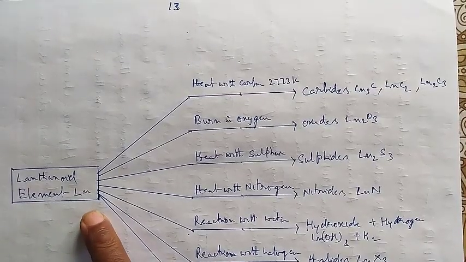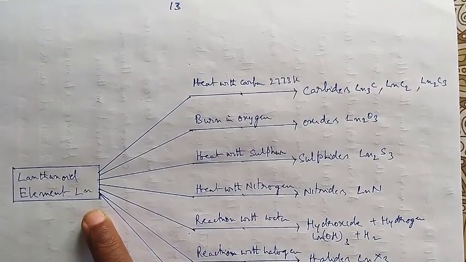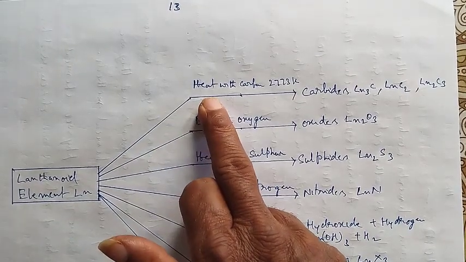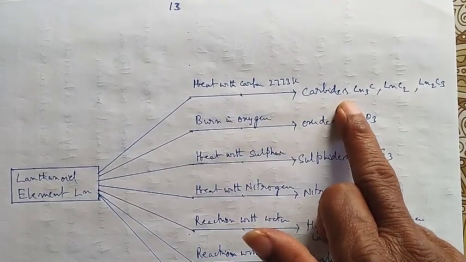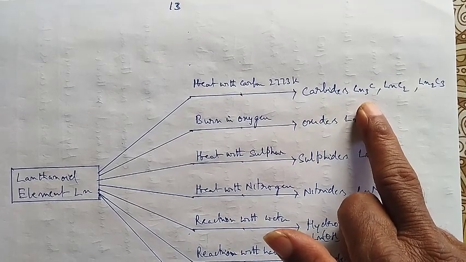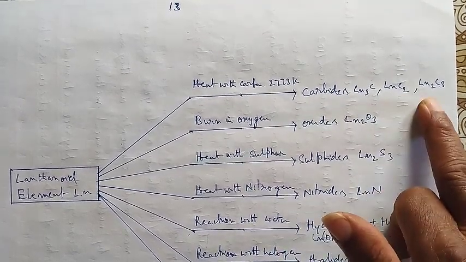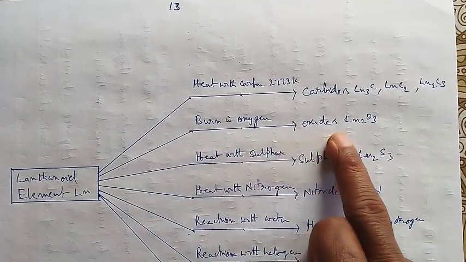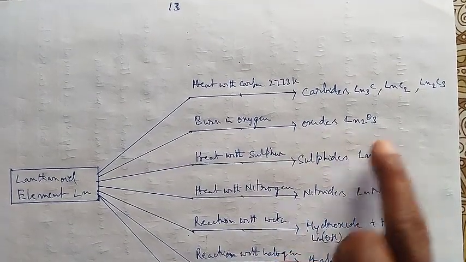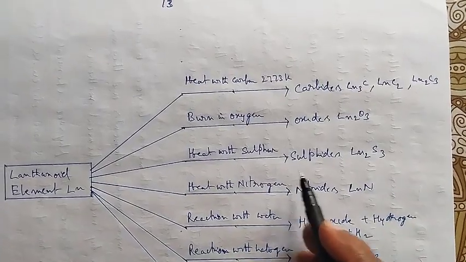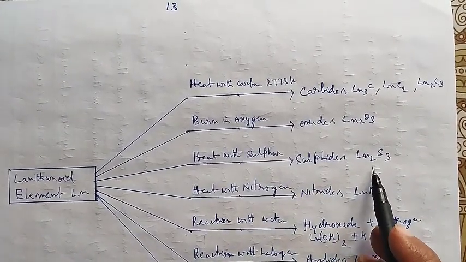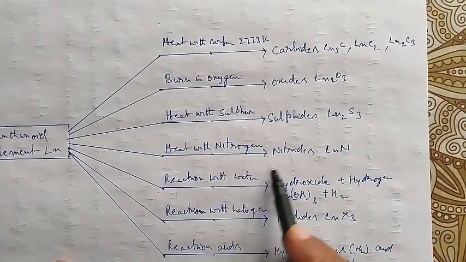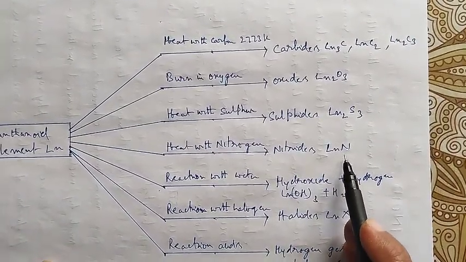Lanthanide element. All the lanthanides are represented by the common symbol Ln. Heated with carbon, they form carbides, for example, Ln3C, LnC2, Ln2C3. They burn in oxygen and give oxides of the type Ln2O3. They react with sulfur at high temperature and give sulfides of the form Ln2S3. When they react with nitrogen at high temperature, they form nitrides of the type LnN.